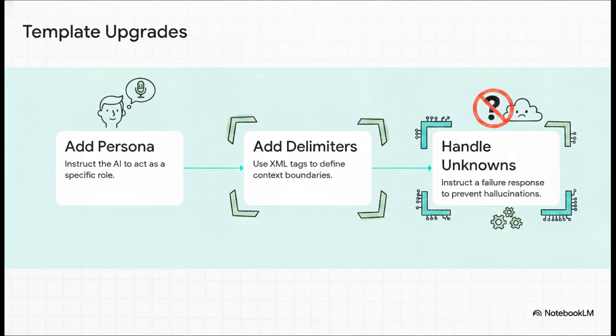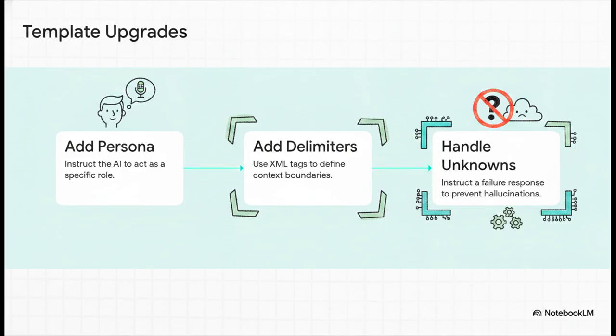First, you absolutely must add a persona. By instructing the AI to act as, say, a senior database administrator or a friendly customer support representative, you are effectively anchoring the model's massive vector space down to a specific domain. It drastically narrows down the types of vocabulary and reasoning paths it uses, which leads to much more consistent output.